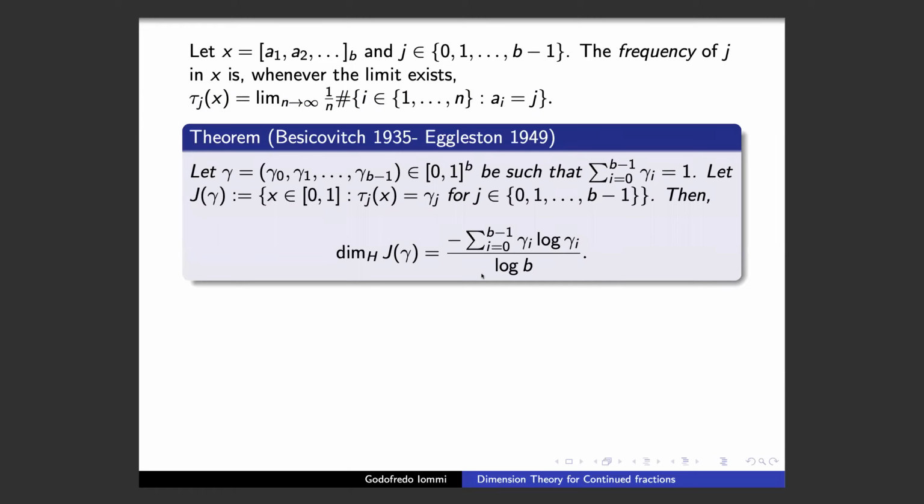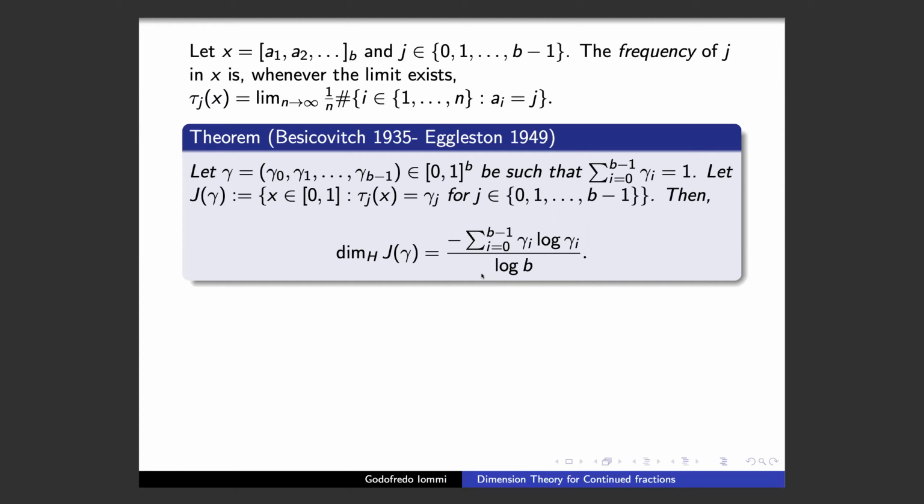But it's clear that there are points for which the frequency is different than that. So for example, if you expand in base 10, you can pick the number which is just ones, and for that number the frequency of 1 will be 1, and the frequency of the rest of the digits will be 0. So Besicovitch and Eggleston consider the following sets.